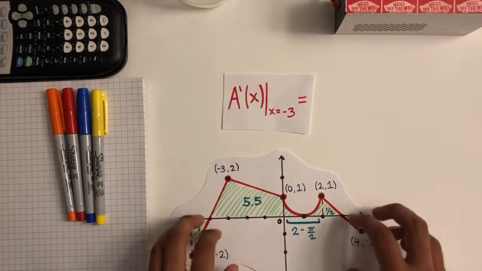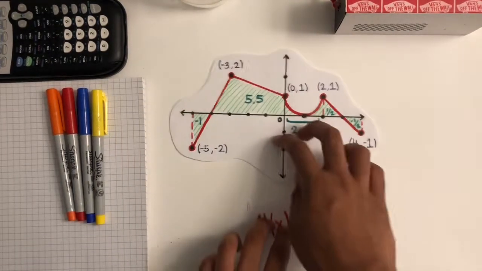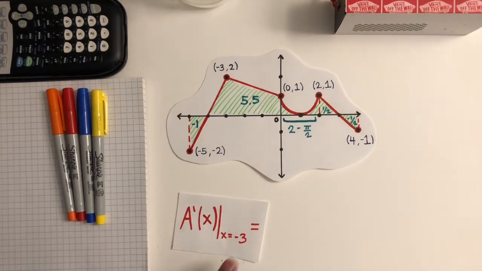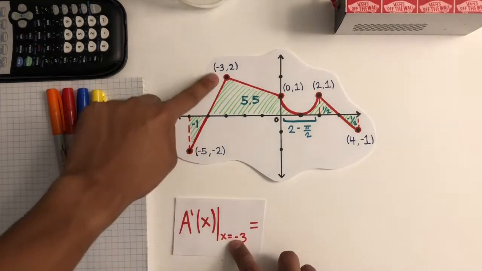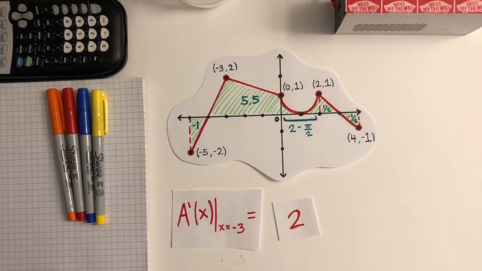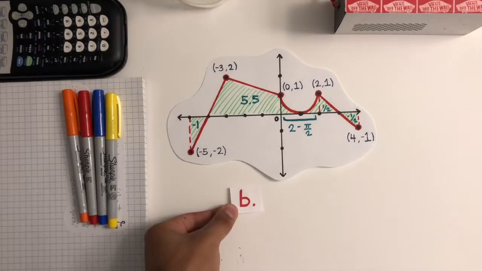Almost forgot, but you may come across a problem like this. In a simpler way, it's asking you what the y value is on the velocity graph when x is equal to -3. As you can see, y is 2 when x is -3. Easy, right? Now we're on to part B.